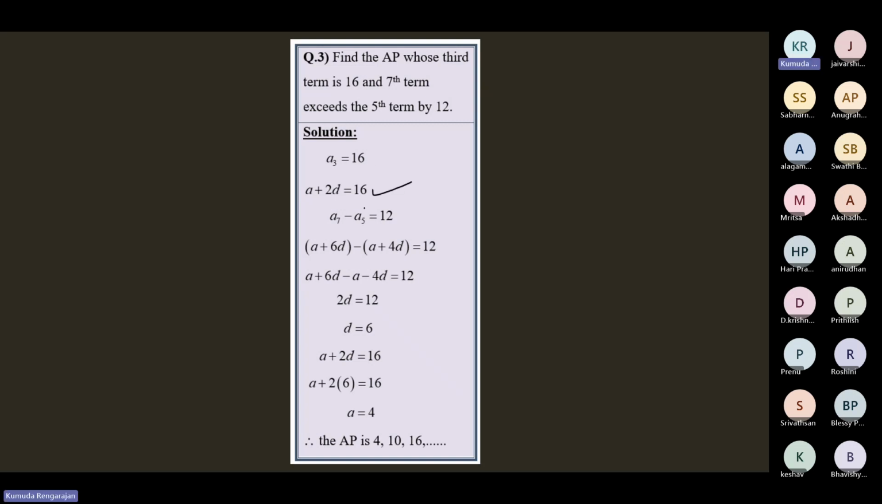A7 minus A5 is 12. A7 means the seventh term is A plus 6D. The fifth term is A plus 4D. Be careful, difference, so you'll have to write this expression in a bracket is equal to 12. When you work this, A and minus A cancel. 6D minus 4D is 2D, 2D is 12, D is 6, and substitute, get the value of A and generate the AP. Very good.